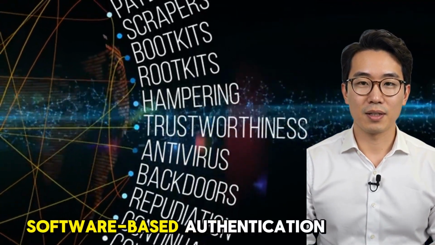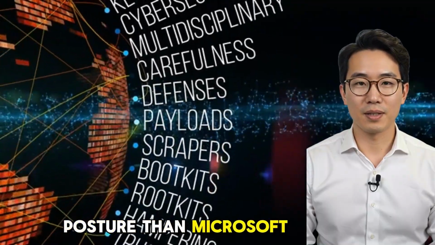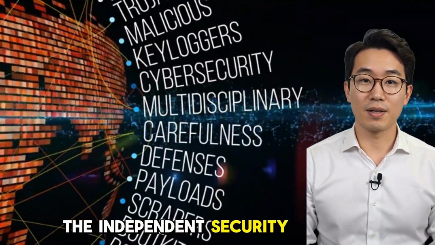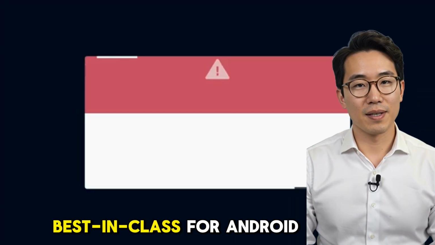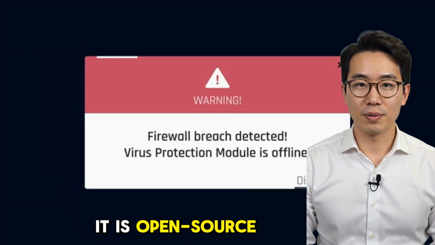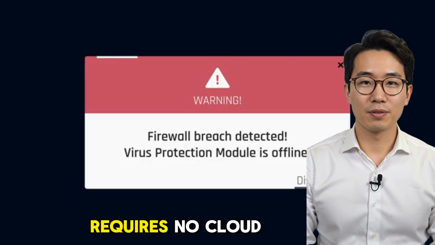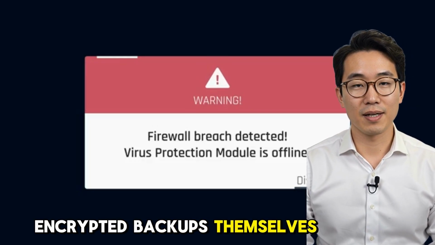For users who want a software-based authentication app with a stronger privacy and security posture than Microsoft Authenticator, the independent security community consistently points to specific alternatives. Aegis Authenticator is best in class for Android users who prioritize privacy. It is open source, uses an encrypted vault, requires no cloud account, and allows users to export encrypted backups themselves.